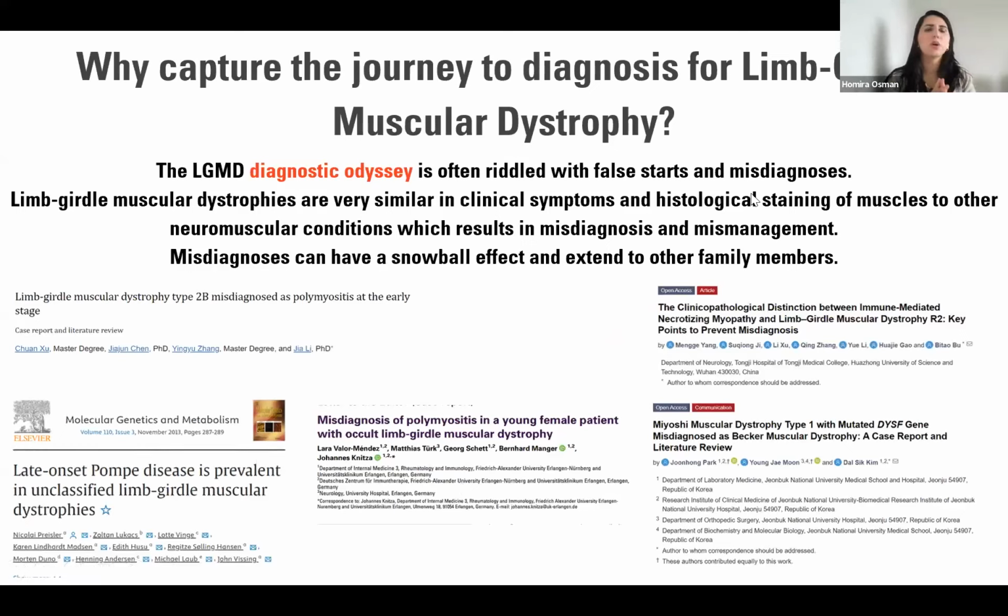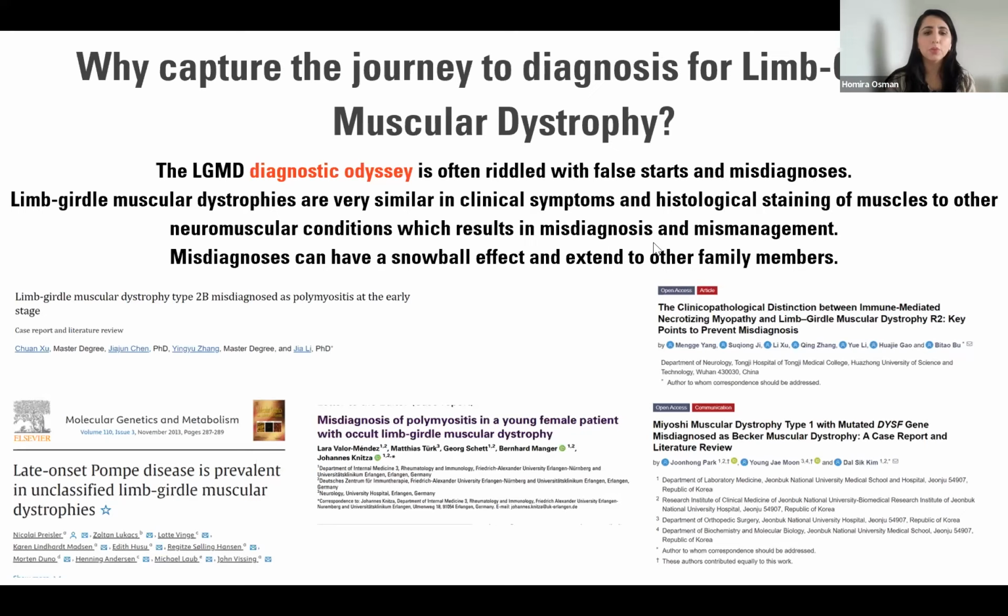So why do we want to capture that diagnosis journey for limb-girdle muscular dystrophy? Well, we should first start to say that there's this term called diagnostic odyssey. And really what that means is there can be some challenges in getting an accurate diagnosis in a timely way. There can be what's called false starts or misdiagnoses. And as Zainab showed you on the screen, the clinical symptoms that come with limb-girdle muscular dystrophy can be really common with other neuromuscular conditions that often fall under MDC's umbrella.